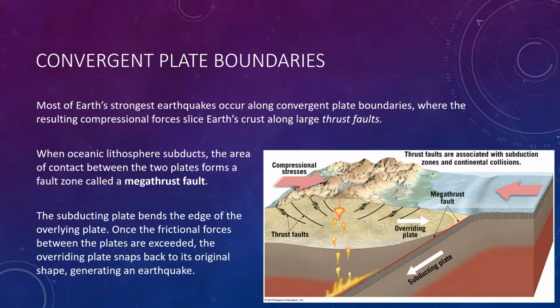So, as an example, megathrust faults have produced the majority of Earth's most powerful and destructive earthquakes, including the 2011 Japan earthquake, which was magnitude 9, the 2004 Indian Ocean earthquake, which was magnitude 9.1, the 1964 Alaska quake, which was magnitude 9.2, and the largest earthquake ever recorded, the 1960 Chile quake, which was magnitude 9.5. So basically this overriding plate gets bent down, and once the frictional forces are overcome, it just snaps back up and triggers an earthquake.